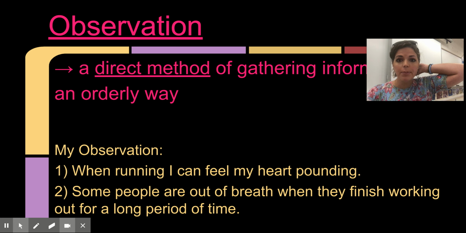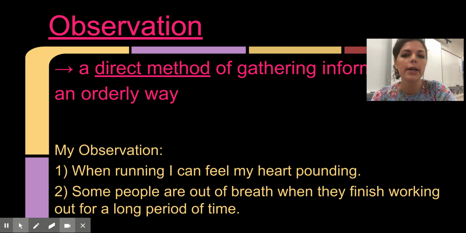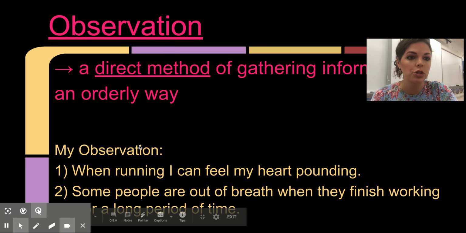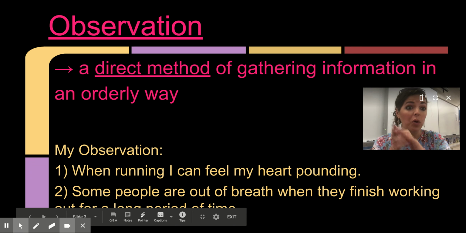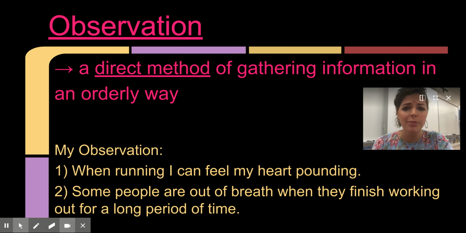All right. So the first step is your observation, and this is our direct method of gathering information. So we're gathering information in a normal way, right? Just about the world around you. You make tons of observations on a regular basis. So that's really what's going on here. Your observation about the heart rate would be when running, I can feel my heart pounding, right? Some people are out of breath when they finish working out for a long period of time. All of these things are observations or things that you see.